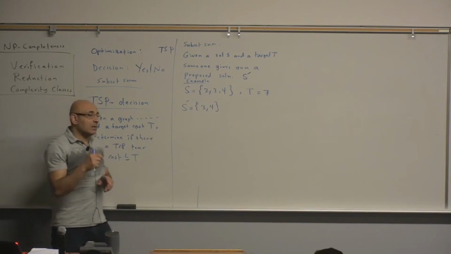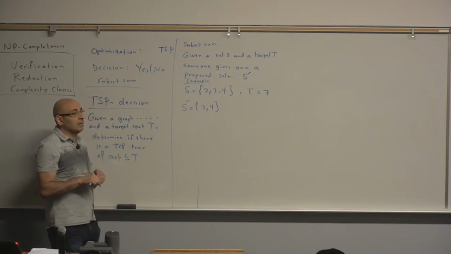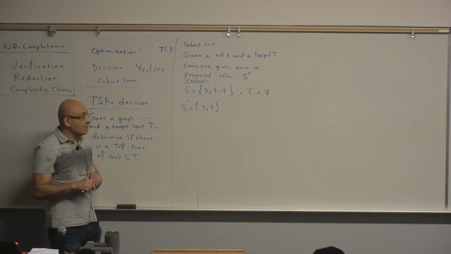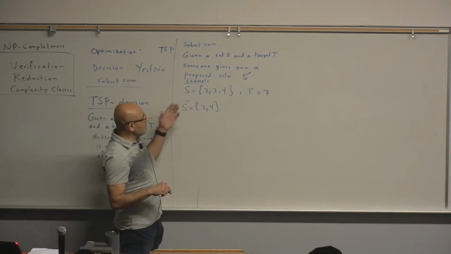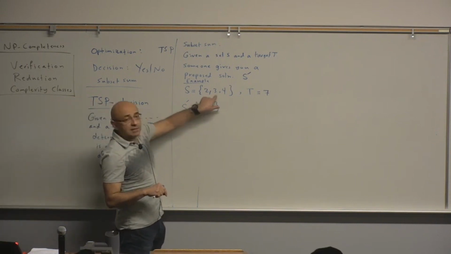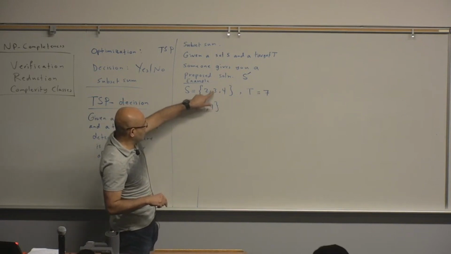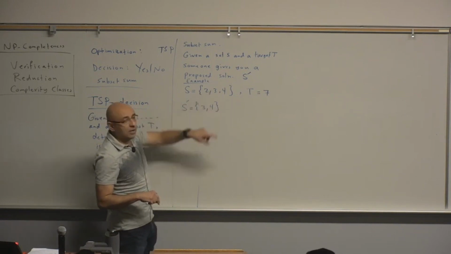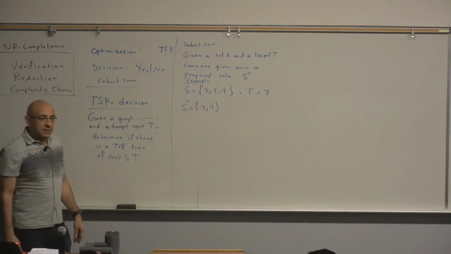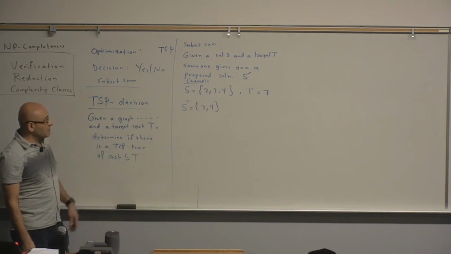We can add all the elements and check if it is equal to t, and then if it is correct, we can check if they exist in the original set. Yeah, exactly. So you have to check two things. First you have to check if these elements exist in the set or not. Right? So you have to search for 3 in the set, and you have to search for 4 in the set. So you have two search problems.